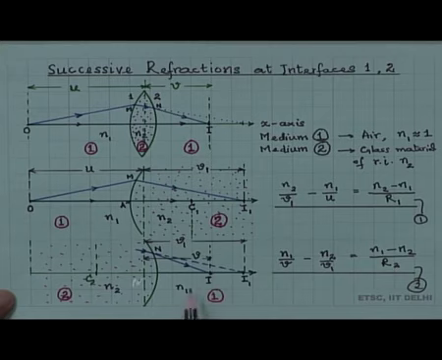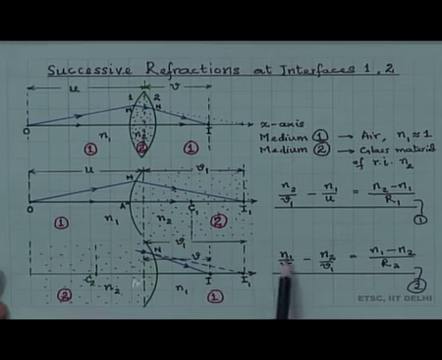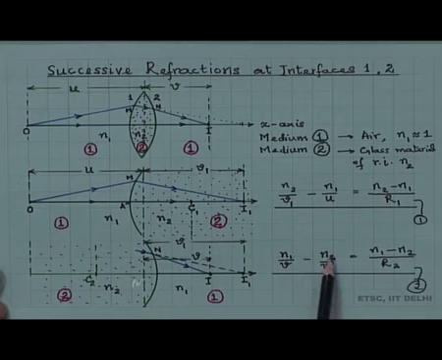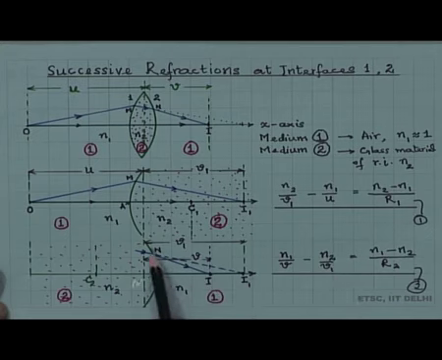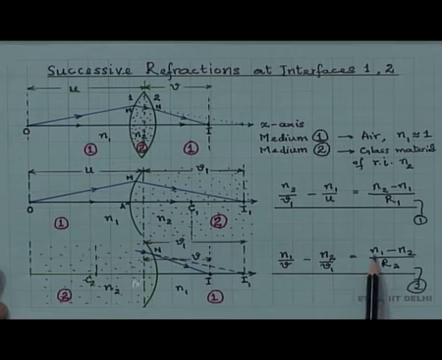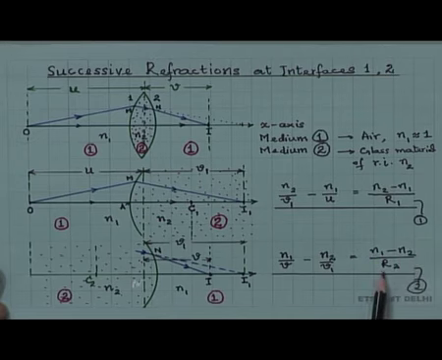The refractive index of the second medium, always, the one on the left is the first medium, the right is the second medium. So, the refractive index of the second medium divided by the image distance, minus the refractive index of the first medium, n 2, divided by the object distance, which is now V 1 here, the object distance, is equal to the refractive index of the second medium minus the refractive index of the first medium, divided by the radius of curvature.